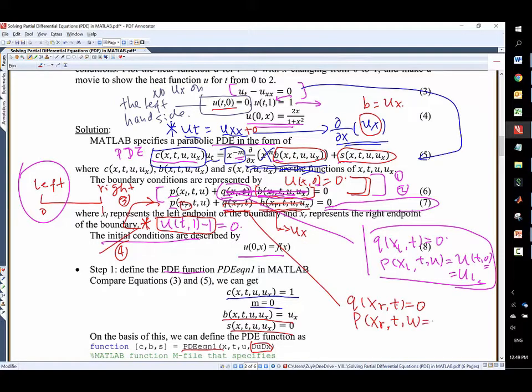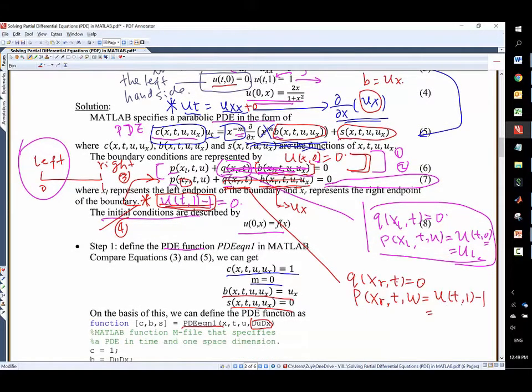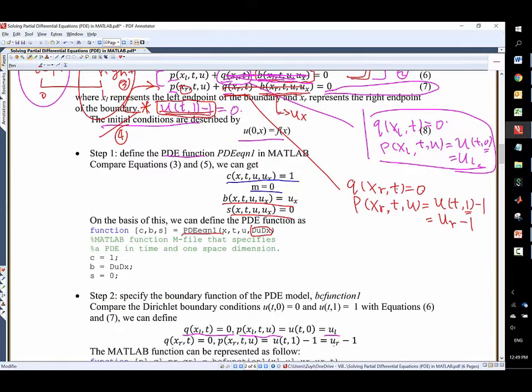tu actually equals to what? u t1 minus 1, the whole term here. Again, we could recall ut1 as u right, because 1 means the right hand side, ur minus 1. So that's why you get ur minus 1 here, for the pxrtu, and then for the qsrt equals 0.